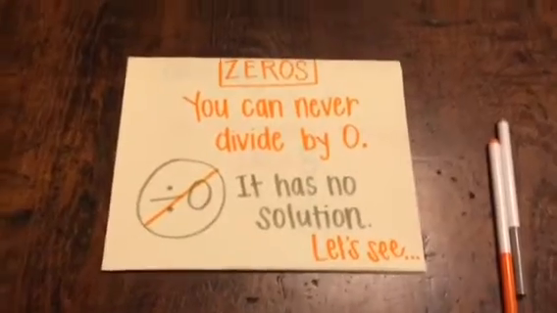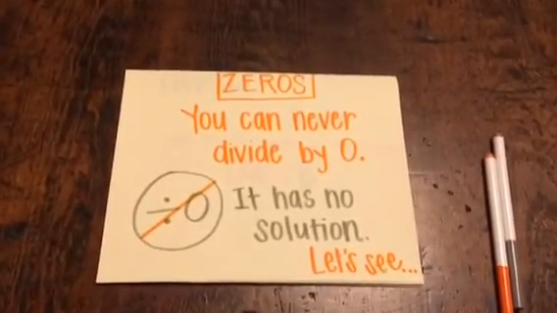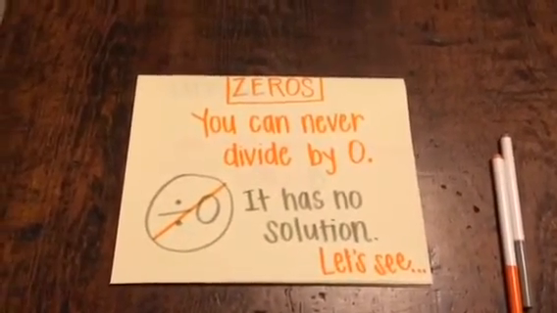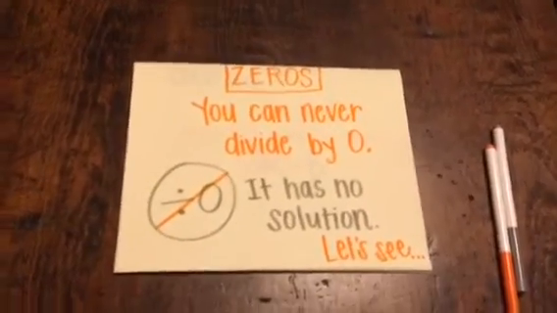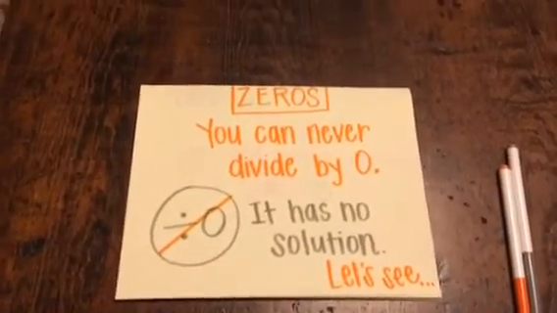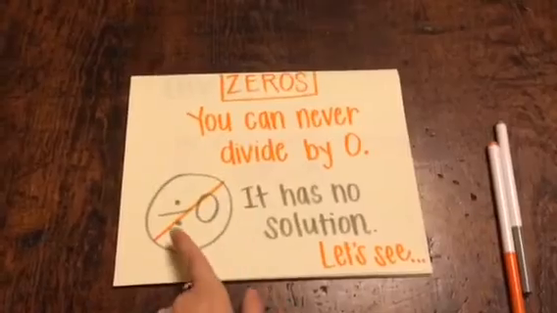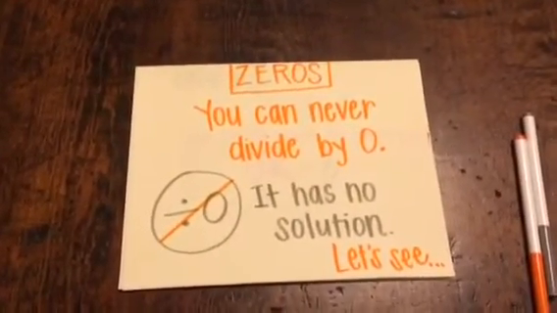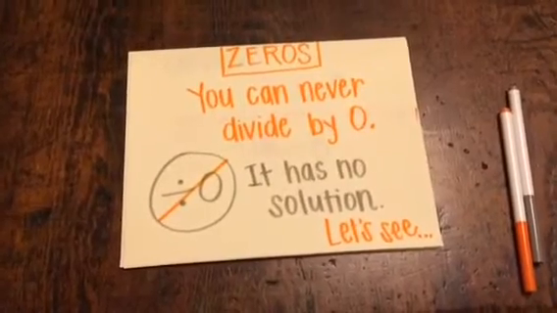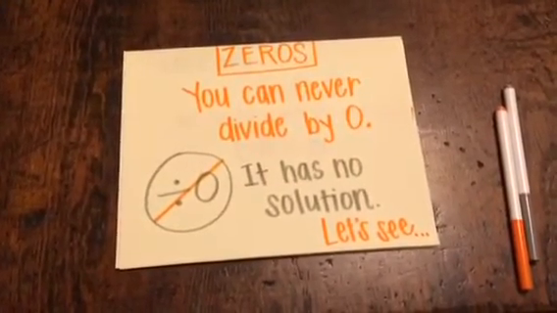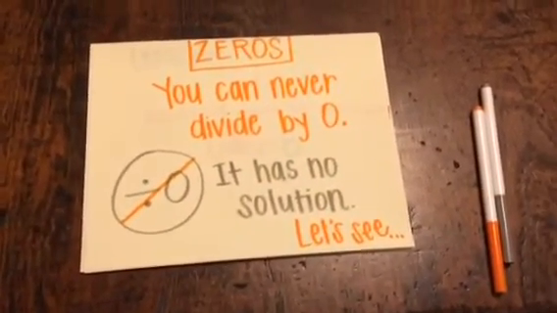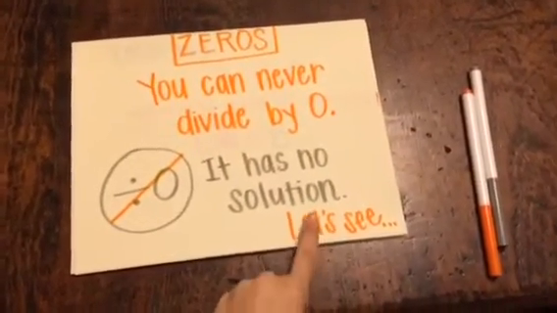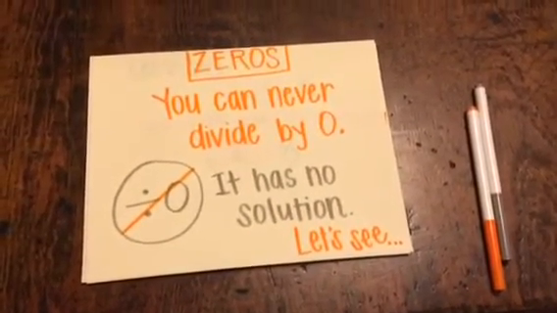Okay, the biggest takeaway in this lesson, I need you to copy this down in your notes. You can never divide by 0. You can't take a number and divide it 0 times. It has no solution. So go ahead and pause this video, copy this down in your notes, and then we're going to take a look and explore that a little bit.